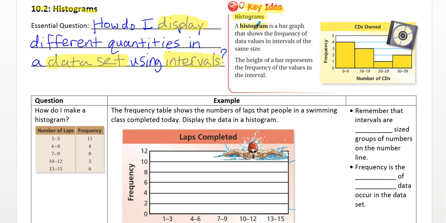All right, y'all, key idea. A histogram is a bar graph that shows the frequency of data values in intervals of the same size. The height of the bar represents the frequency of the values in the interval.